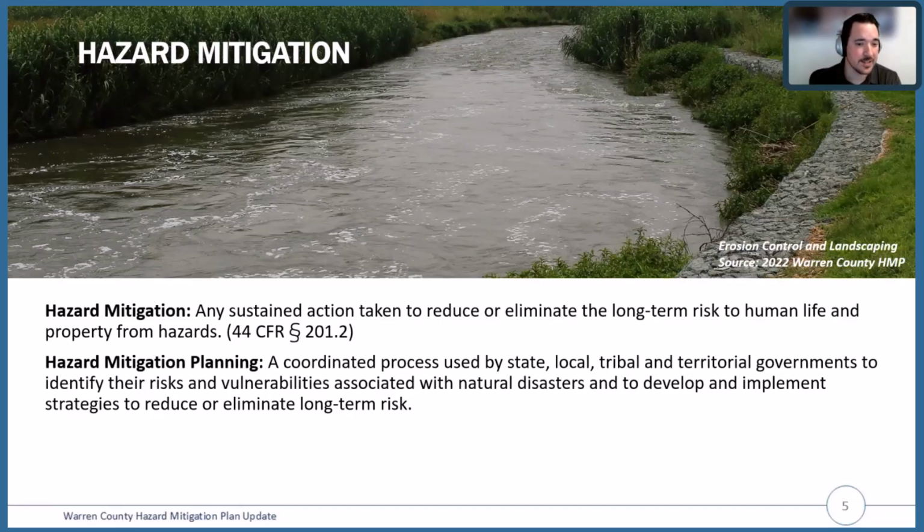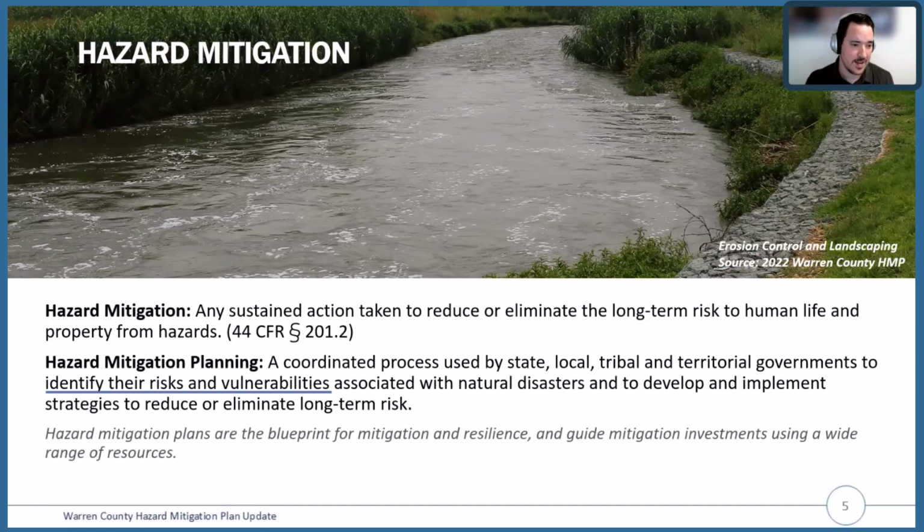Hazard mitigation planning is a coordinated process used by state, local, tribal, and territorial governments to identify their risks and vulnerabilities associated with natural disasters and to develop and implement strategies to reduce or eliminate long-term risks. So this presentation is regarding identifying the risks and vulnerability section of the plan.